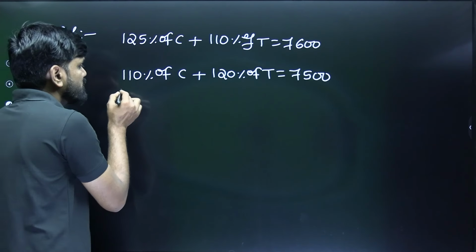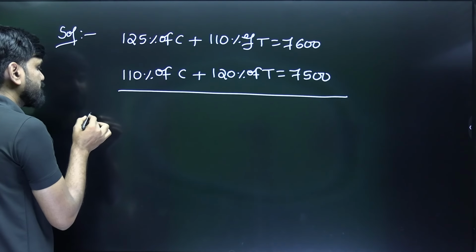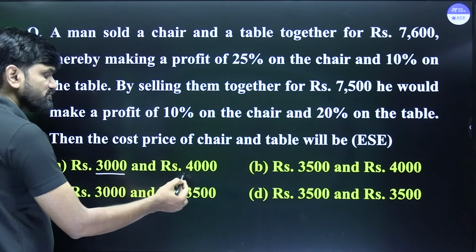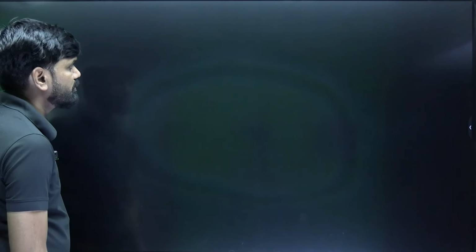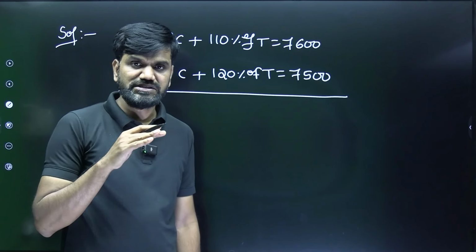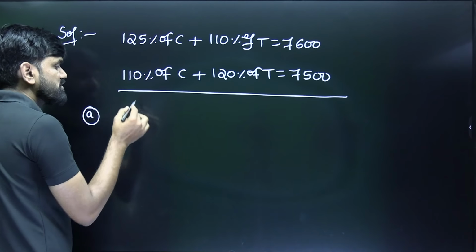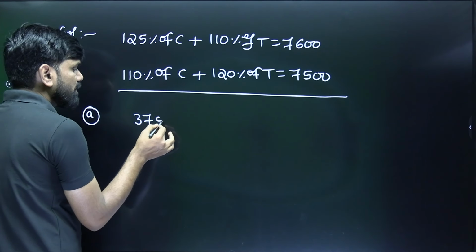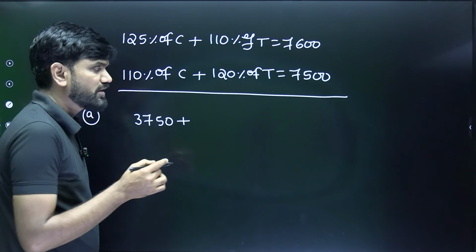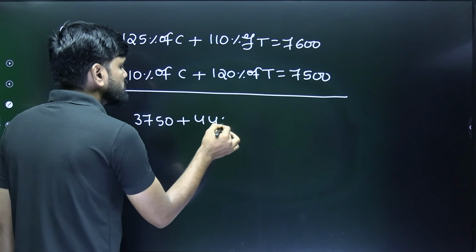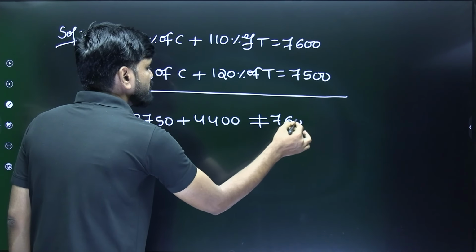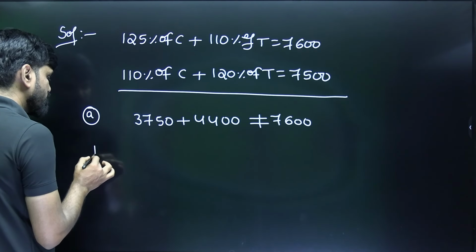The best approach for this is going by the options, right? So if your percentage calculation skill is decent enough, you can easily test it. Let's go with the first option. The first option, chair is given as 3,000, table is 4,000. On 3,000, take 25%. 25% of 3,000 is 750. Add 750 because 125%. That will become 3,750 plus 110% of table. So 10% of 4,000 is 400. 110% of 4,000 is 4,400. Is it adding up to 7,600? Definitely no. It is not equal to 7,600. Keep it aside. So that can't be your answer.